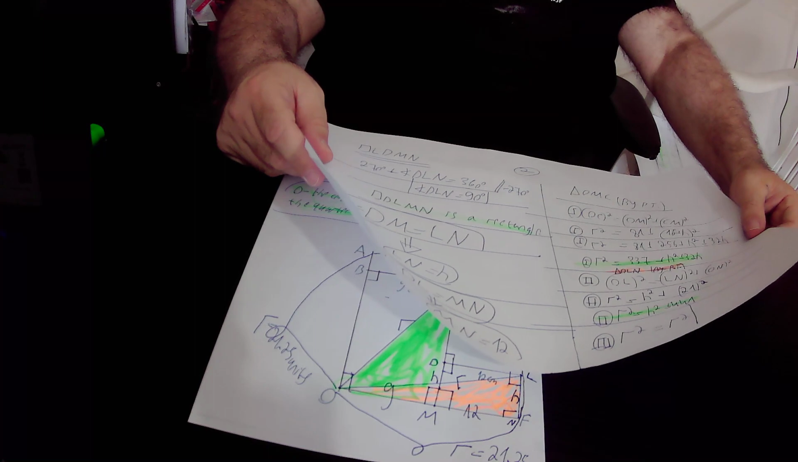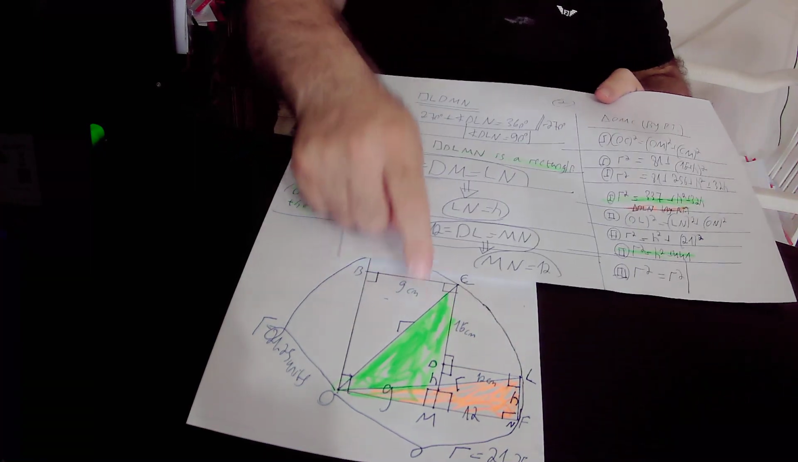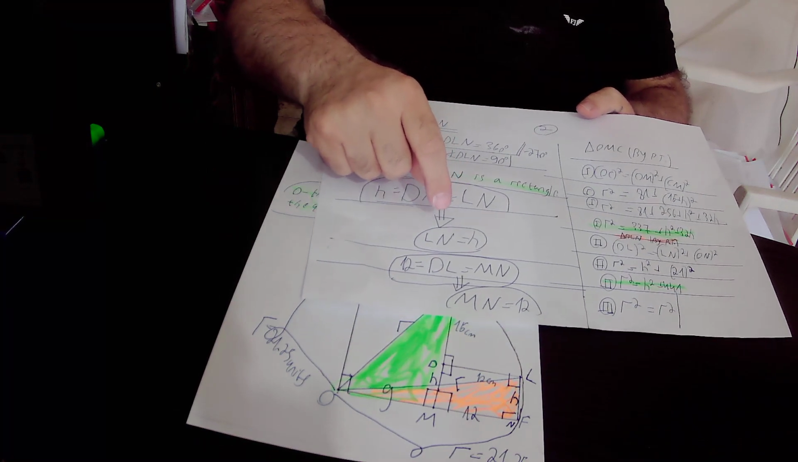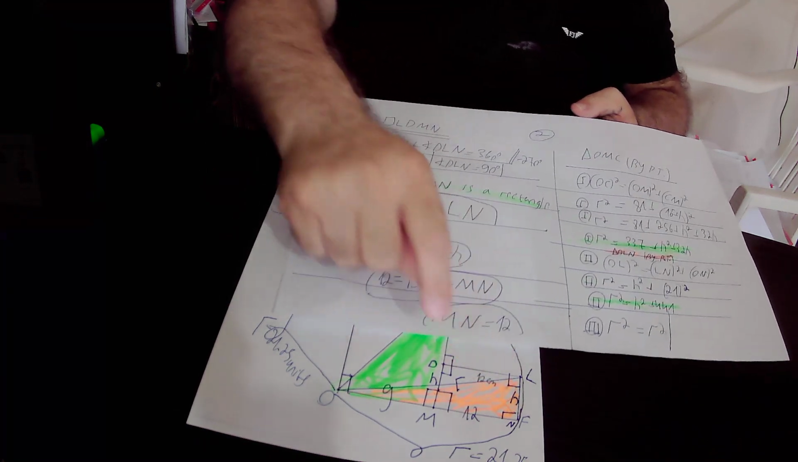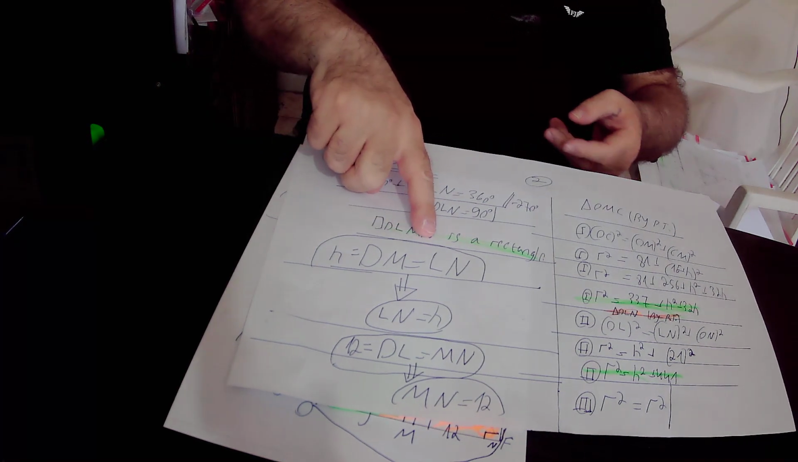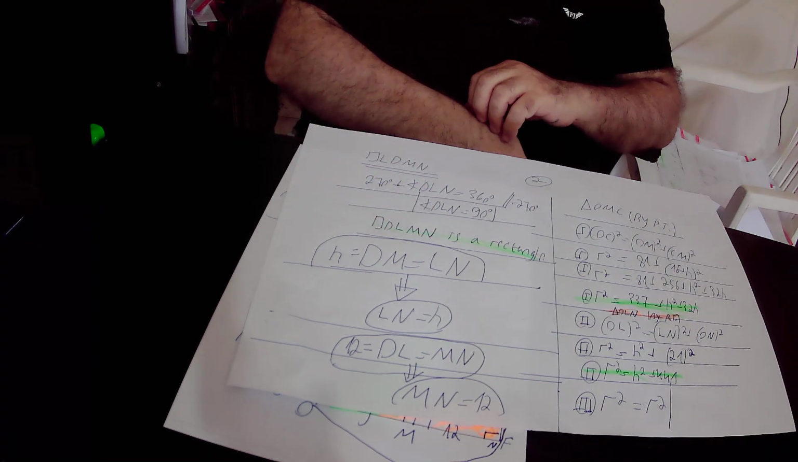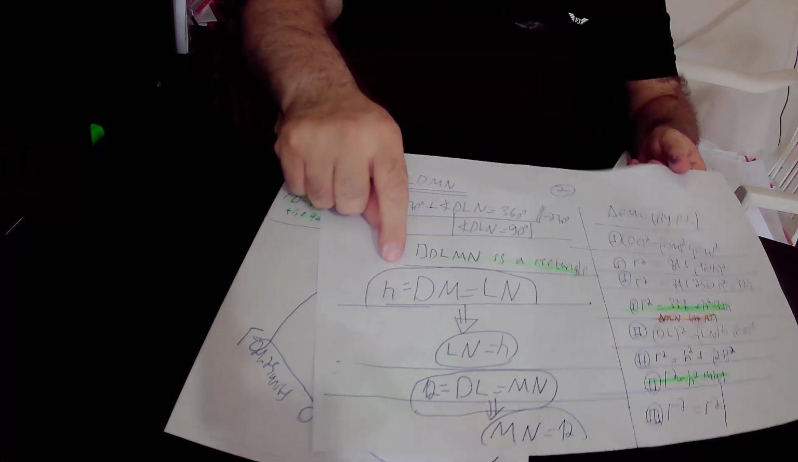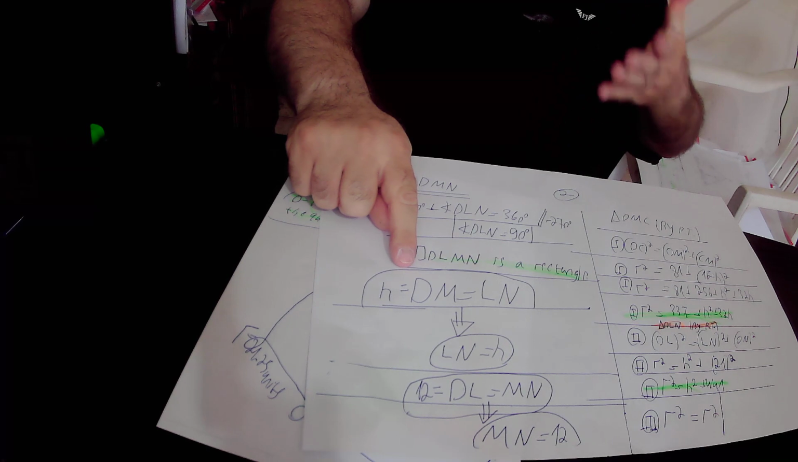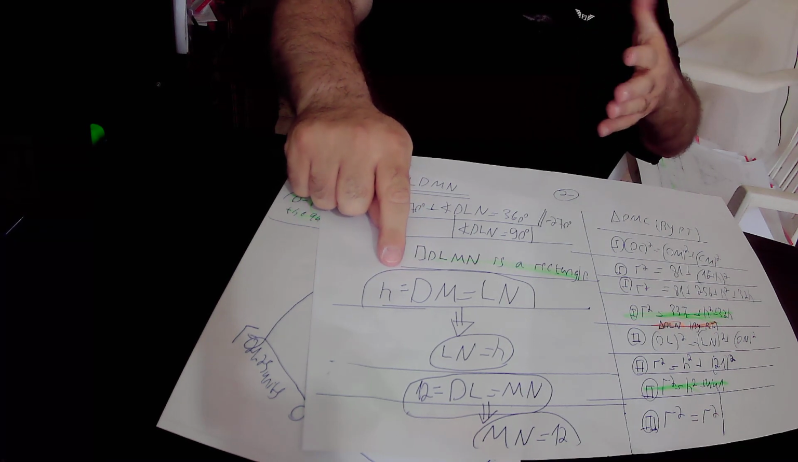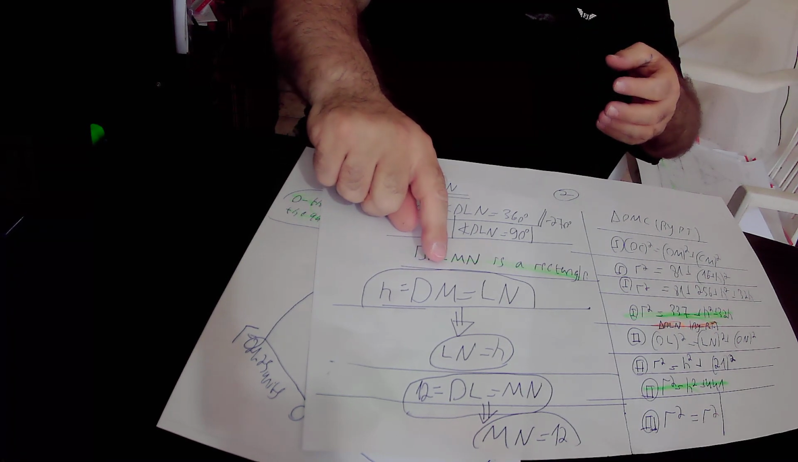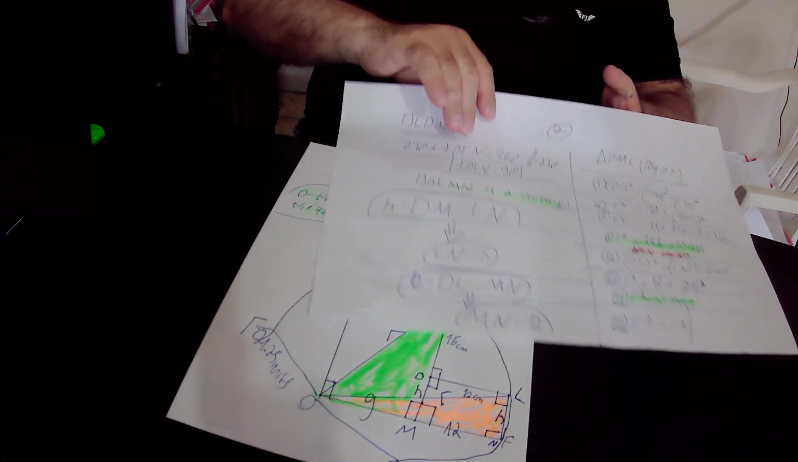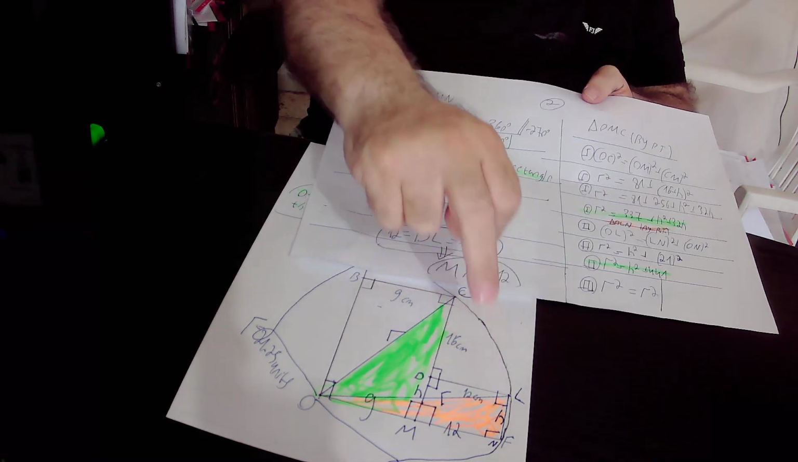Side DM must be equal to side LN. In quadrilateral DLMN, side DM must be equal to side LN, according to the rule that the opposite sides of a rectangle are equal to each other. But according to our definition, side DM equals H. So we can write down that DM equals H, and from this equation, H equals DM equals LN, we derive that LN is also equal to H.